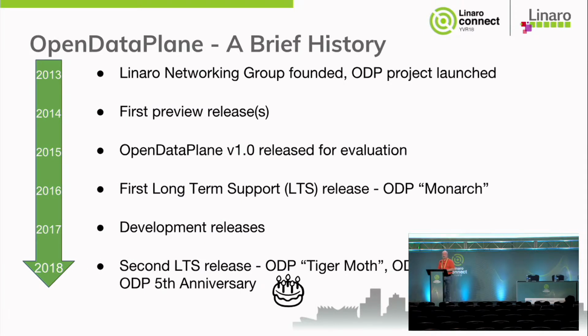If we look at the history, we actually started in 2013 with the founding of what was then the Linaro networking group. So ODP was the foundation project for that group. We then went through a number of pre-releases and releases, and as of this year, we have our second long-term stable release, which we've codenamed ODP Tiger Moth. We also transitioned from a group to a SIG structure, and we're celebrating ODP's 5th anniversary at this Connect, since it was 5 years ago at the Santa Clara Connect that the project was first announced. So at lunch today, feel free to have a slice of cake and think of the anniversary.